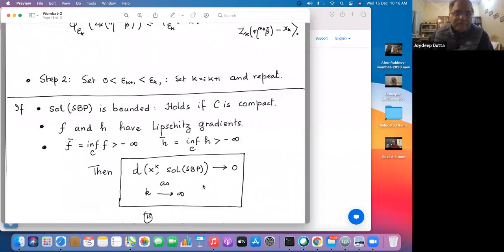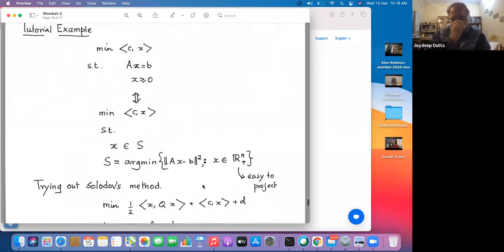For example, this is a tutorial example. This is a problem where you have Lipschitz gradient. You see, this is a linear programming problem. A linear programming problem can also be put as a simple bilevel programming problem. And here the set C is R^n plus, so you can do an easy projection. I do not know how it would compare with simplex methods and all, but it can be done.